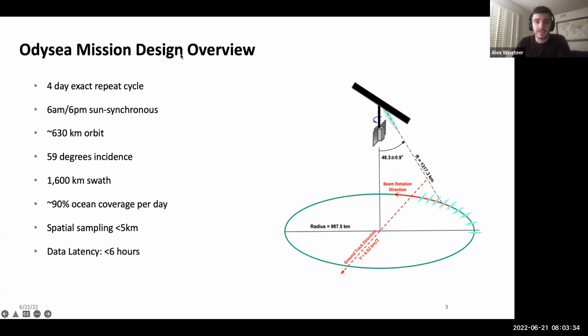The primary mission design for this is a 4-day exact repeat cycle. We have a 6 a.m., 6 p.m. sun synchronous orbit at around 630 kilometers with an incidence angle of 59 degrees. That gives us about a 1600 kilometer usable swath. The actual swath is larger than this, but we blank portions of it. We get about 90% ocean coverage in a day with spatial sampling of about 5 kilometers, and we're aiming for data latency of about 6 hours.